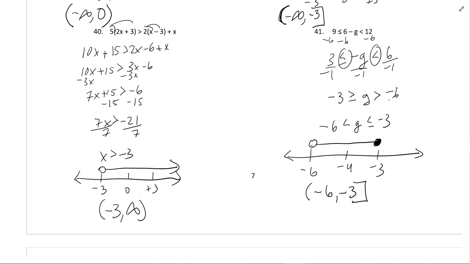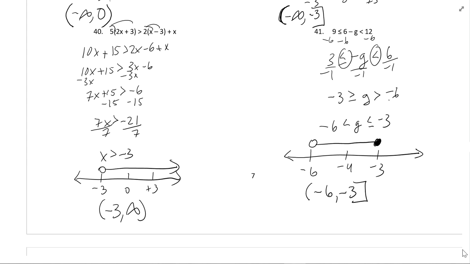So our interval starts at the left and we go to the right. Open circle above negative 6, so parentheses negative 6, all the way to negative 3. So to negative 3, it's a closed circle, it's included, so it is a bracket.